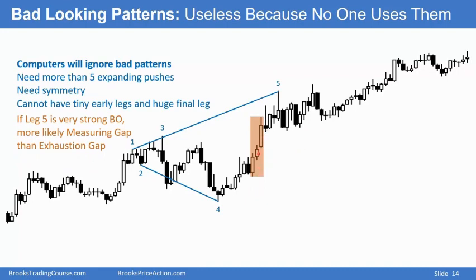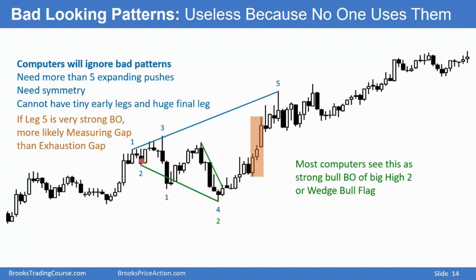We have a very strong breakout. Possibly the computers will see this bear channel as a bull flag, and this is the breakout of the flag. It's more likely going to be a measuring gap leading to a measured move up than an exhaustion gap leading to a reversal down.